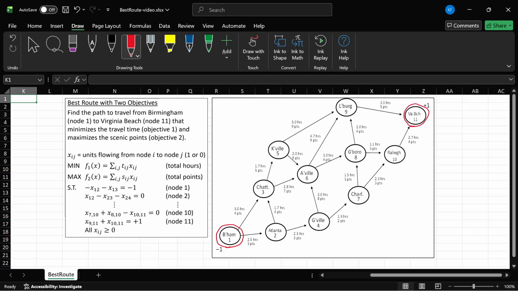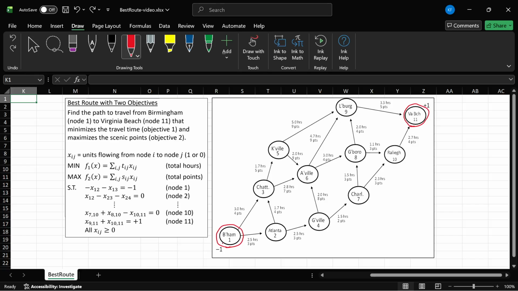We want to find the path or route that minimizes the travel time, but at the same time we want to maximize the scenic points, which is a measure of how nice the route is. So we want the shortest path, but also the nicest path, right? So there are two conflicting objectives.